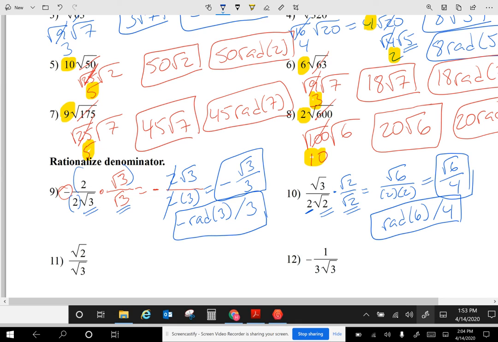Let's take a look at question number 11. Let me multiply top and bottom by the radical that I see at the bottom. Now on the top, radical 2 times radical 3 gives me radical 6. At the bottom, radical 3 times radical 3 is just 3. The way I'm going to type this, I'm going to go rad 6 over 3.